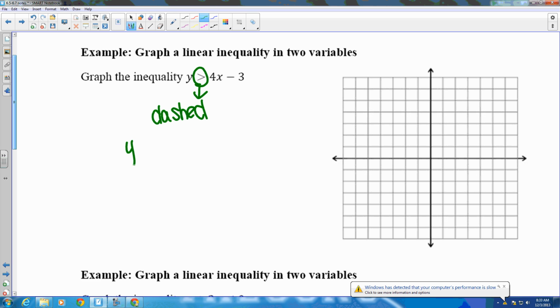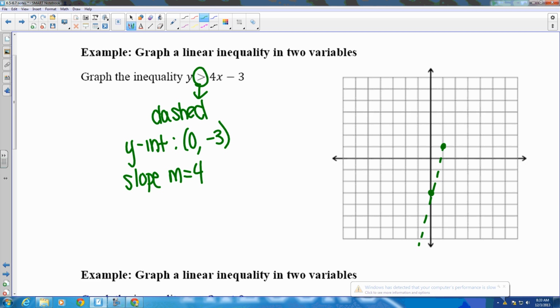So our y-intercept, like I just said a little bit ago, our b is negative 3, 0, negative 3, and our slope is 4. So we start at 0, negative 3. Our slope is 4, so we go up 4 over 1. All we need is 2 points, and we need to dash it. Okay, and then shade the true side.